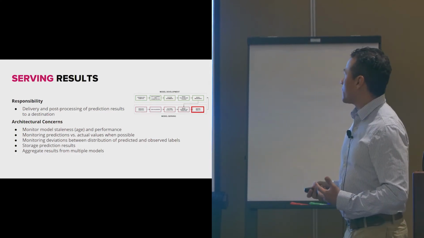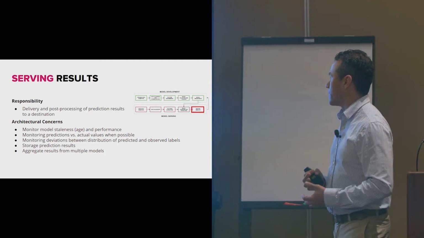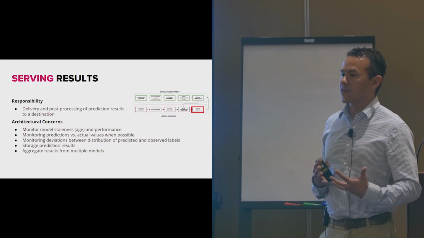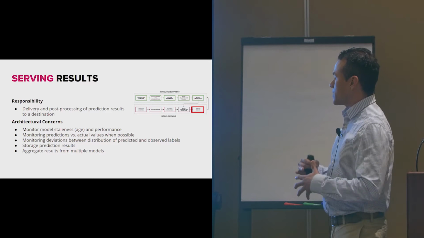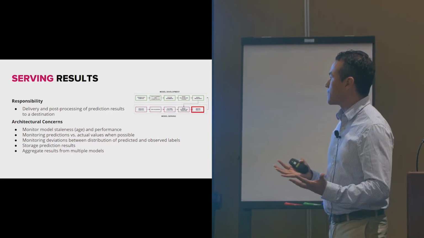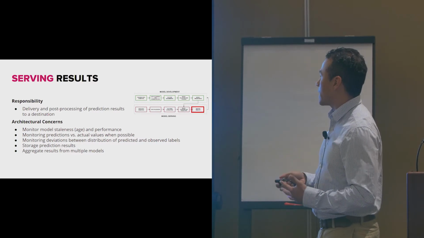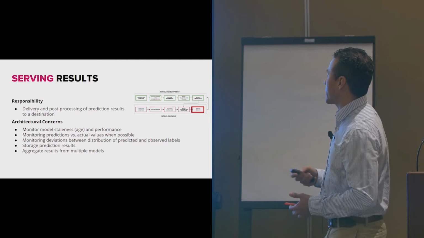Finally, the last area of concern is serving the results. So we need to deliver and post-process the prediction results and send them to a destination. So here there are a lot of concerns related to monitoring, because since the characteristics of the new data can change, we need to be aware of that and be notified so that we can go back to model development.